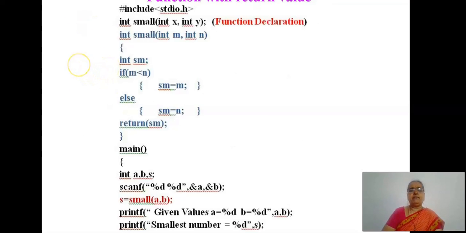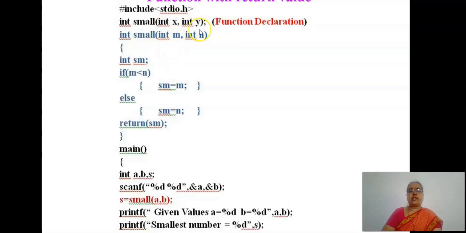Okay, it's a simple program in which we defined a function to find the smallest of two numbers. This line represents the function declaration, where int represents the data type of the value returned by the function, and small is the name of the function, and int x and int y represent the parameters. So this function named small will accept two values as input, x and y, and find the smallest of these two and return that smallest value.